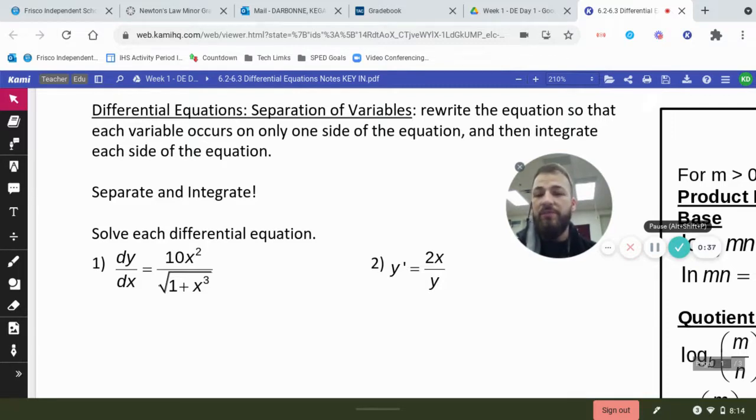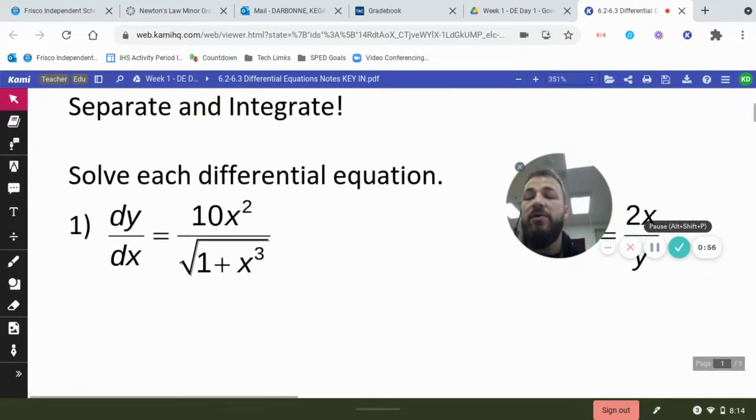Now, usually, with what we've dealt with so far, we've only had x's on one side and then dy over dx on the other side. Sometimes we'll have x's and y's on both sides, so that separate and integrate really means to get all of your y's by themselves on the left side and all of your x's by themselves on the right side. But let's look at number 1. Number 1 is a little bit easier because we just have to deal with moving that dx over.